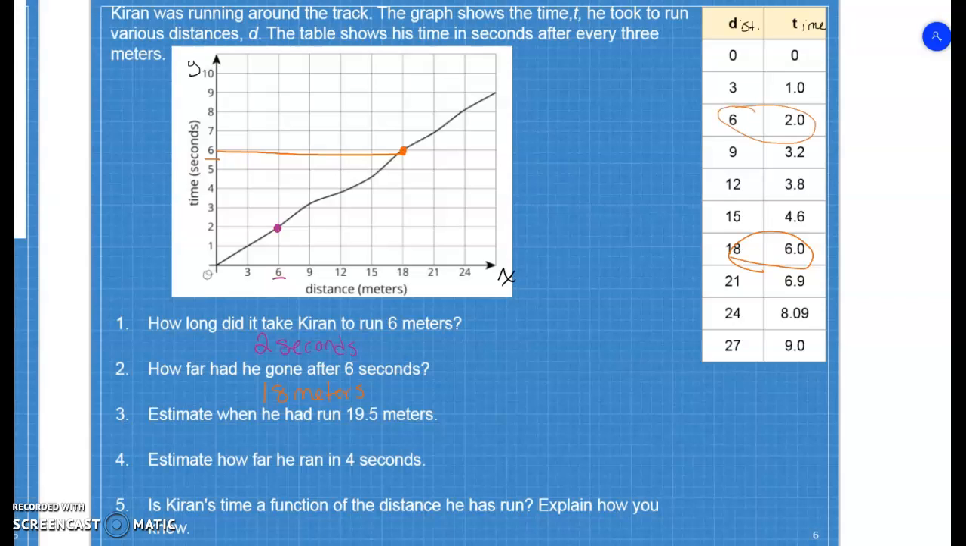So now you're going to estimate the time he had run in about 19.5 meters. So I want you to answer these last 3 questions. Those are the first 2 for Wednesday's lesson. And I want you to see when you come in if you got the same answers. And then estimate how far you could run for 4 seconds. And remember, these are estimates. They don't have to be exactly what they are.